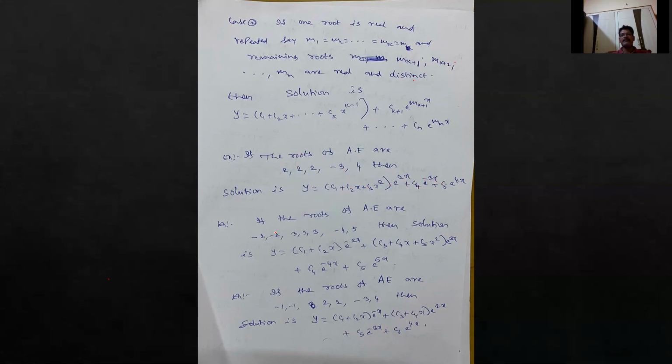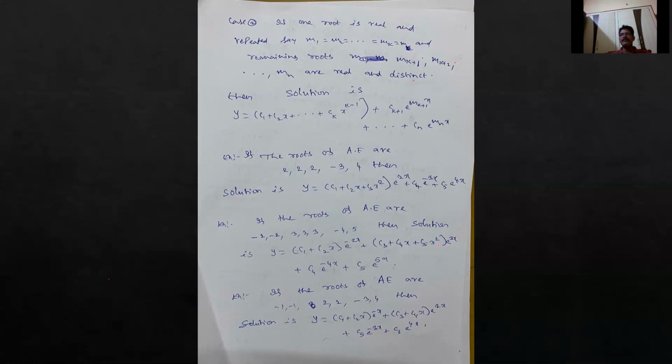For example, if the roots of the auxiliary equation are minus 2, minus 2, 3, 3, 3, minus 4, 5. Here minus 2 is repeated 2 times, 3 is repeated 3 times, and minus 4, 5 are distinct. Therefore, the solution: because minus 2 is repeated 2 times, we will get c1 plus c2x, e power minus 2x, and 3 is repeated 3 times, so c3 plus c4x plus c5x square, because 3 times. Already we have taken c1, c2, so I will start from c3.